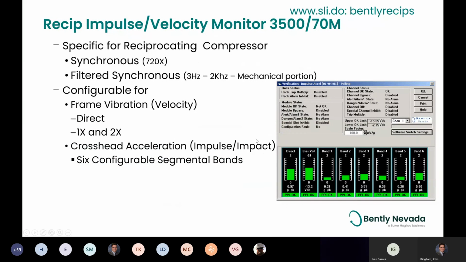So talking about the 70 first, again, specific for reciprocating compressors. As a result, we want to take synchronous waveforms, 720 samples per revolution of the crankshaft. So every half a degree, we're taking a sample on that synchronous reading. So you get a lot of great detail on what's going on with your accels and your frame velometers. And then we do this filtered synchronous from 3 hertz to 2 kilohertz, and we sometimes call that the knock filter.